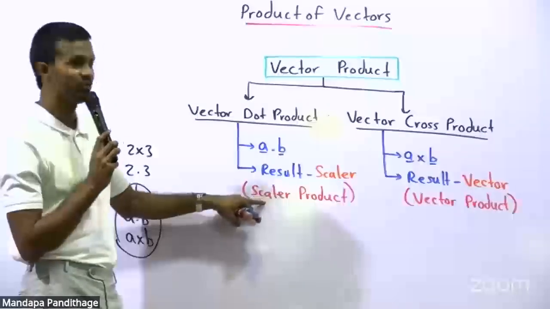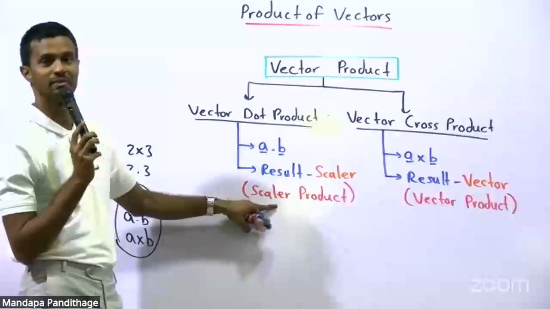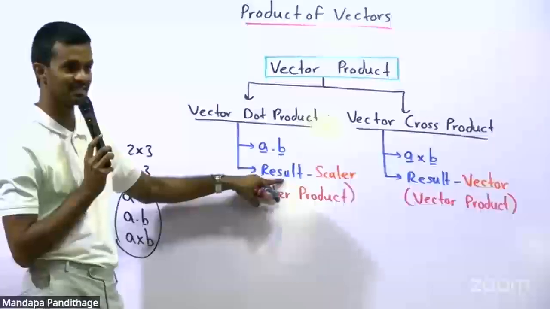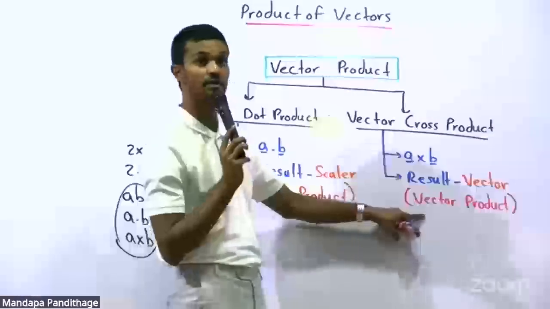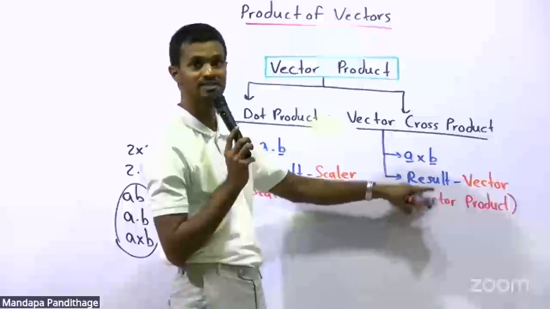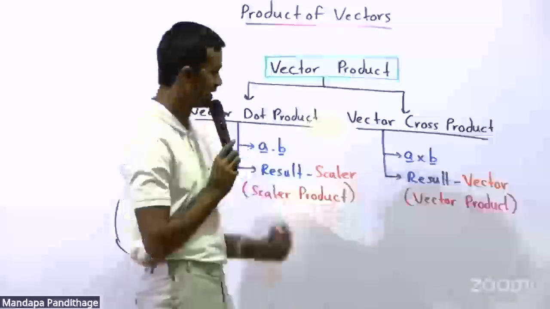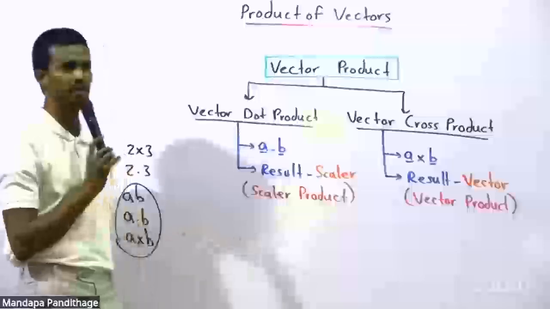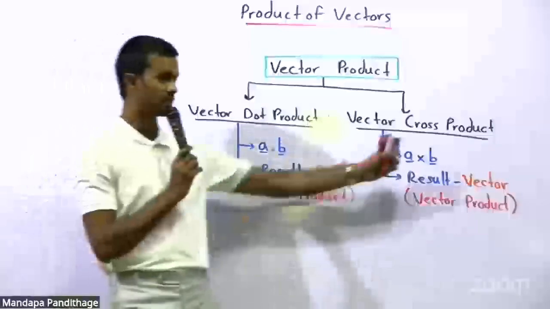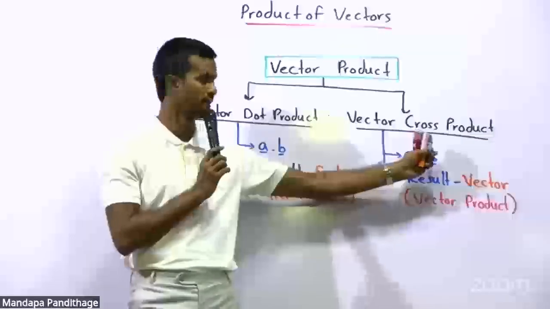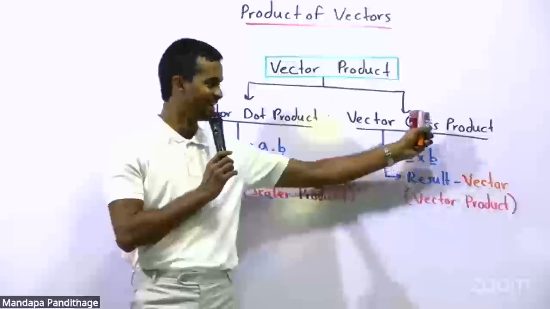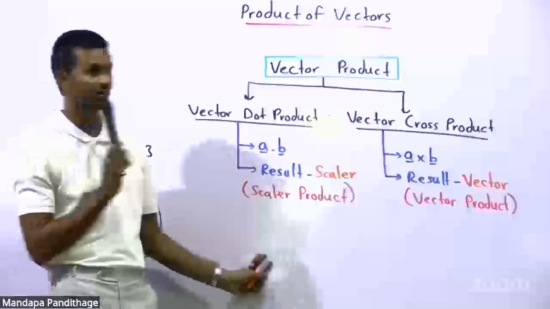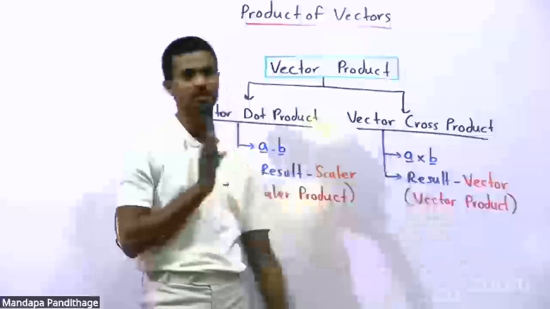Nice. Why do we call this a scalar product? Because the result is a scalar. Why do we call this a vector product? Because the result is a vector. Clear. So in our syllabus, we comprehensively discuss the vector dot product, but we don't discuss the vector cross product.